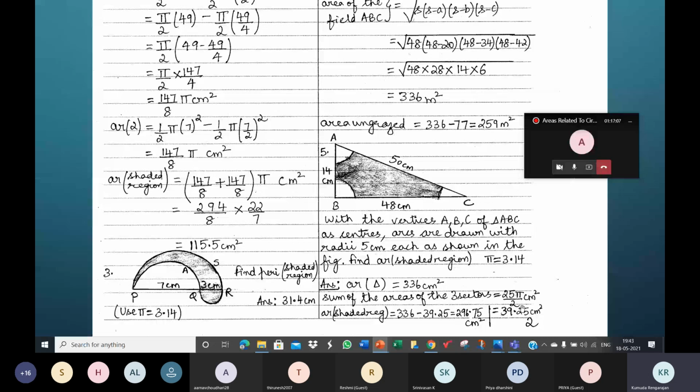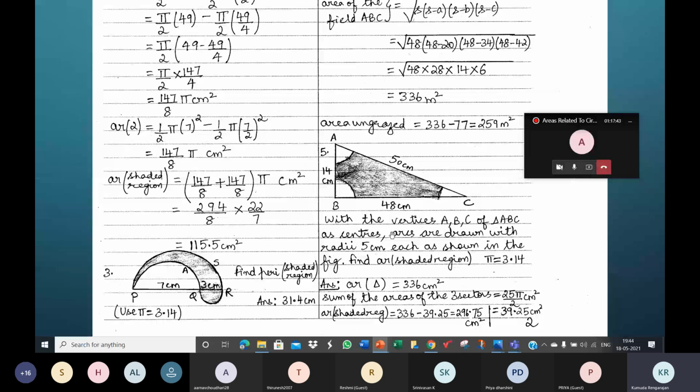The sum of the area of the three sectors is what you see here. Pi is 3.14. So when you use 3.14, it is 39.25 centimeters square. The area of the three sectors is 39.25 centimeters square. So the area of the shaded region is area of the triangle minus the area of the three sectors. Make a note of these final answers. You can try it later.